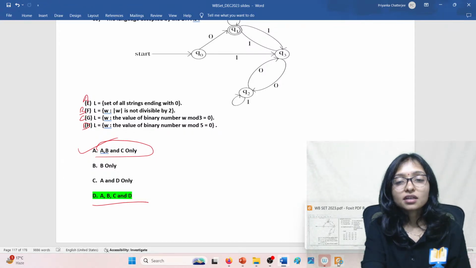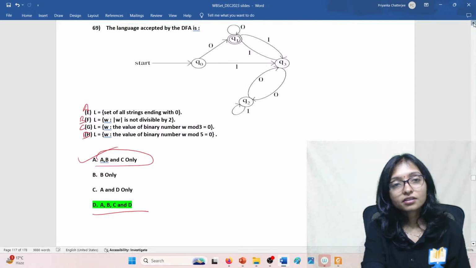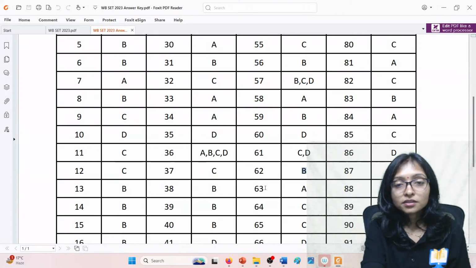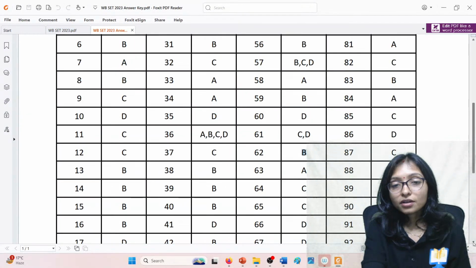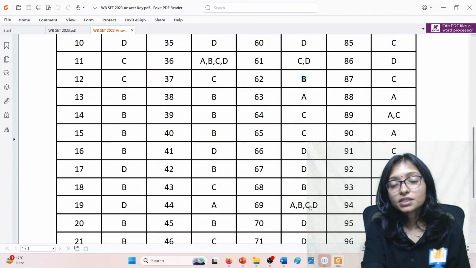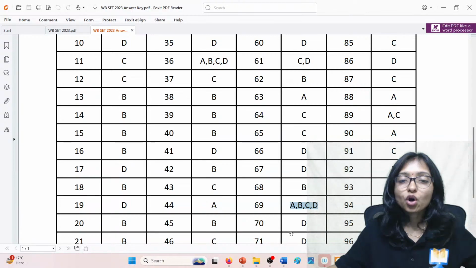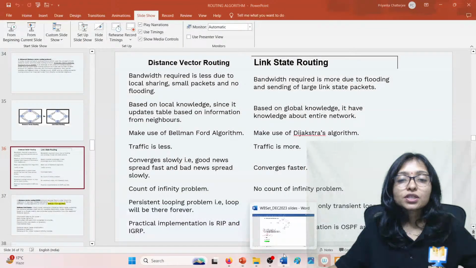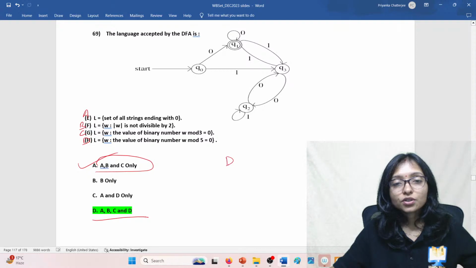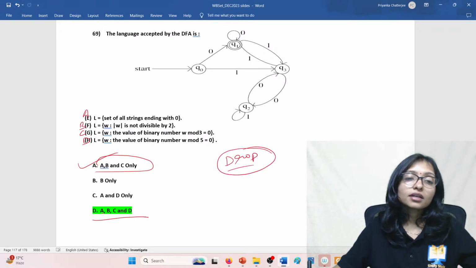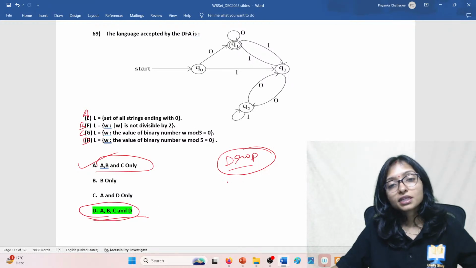But the official answer key is given another thing. I don't know why they are giving this type of official answer key. Question number 69, the official answer key is given ABCD. Why actually? This is a drop question. ABCD means it is a drop question.